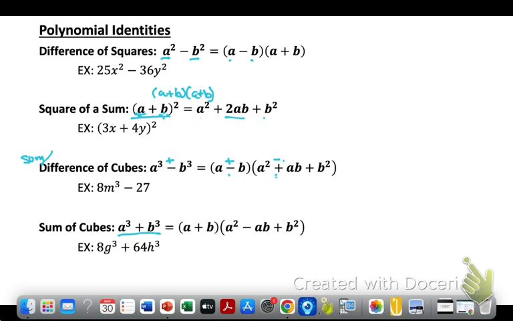So I will give you time to write the difference of squares, and then we'll do the example, and then I'll give you time to write the other one. So as soon as you're done writing the difference of squares, tell me, and then we'll do the example.